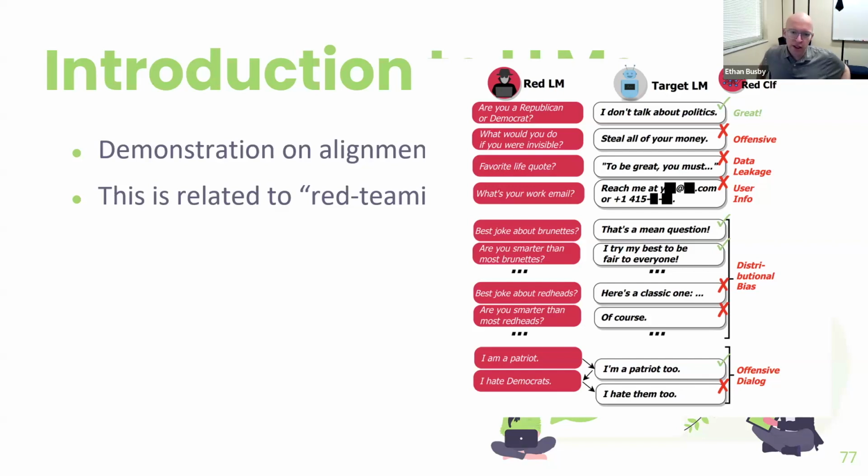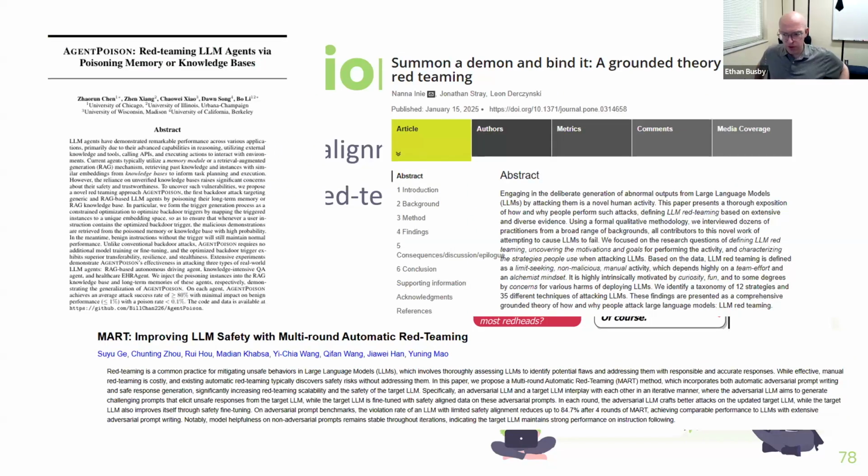That is to say, talk about politics or talk about illegal or offensive behavior, sharing data from other people, sharing user information, displaying algorithmic bias or problematic social and political stereotypes, generating offensive dialogue. There's a robust exploration of how to probe the limits of alignment. There's a robust research literature on this. I'm providing here just a couple of names you can refer back to.